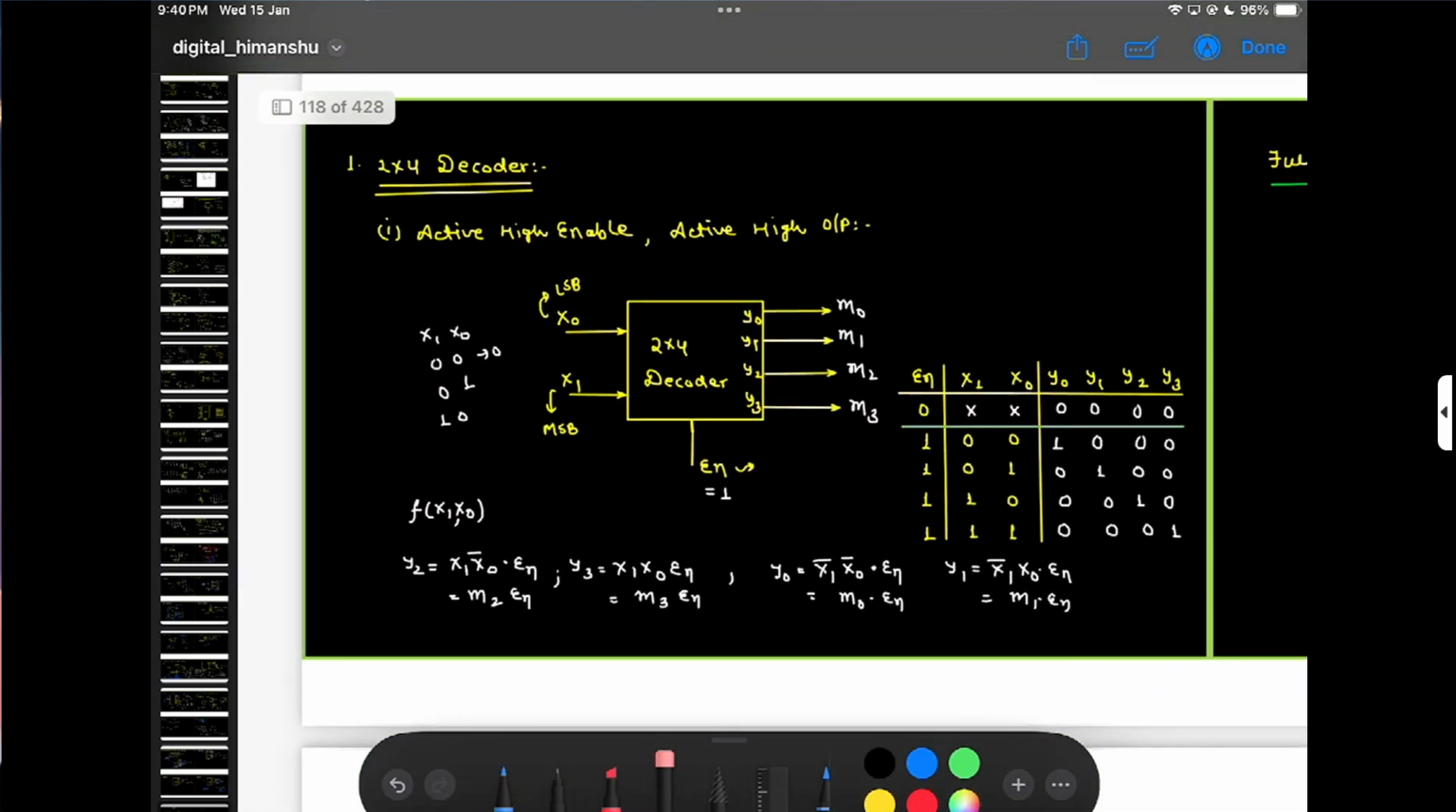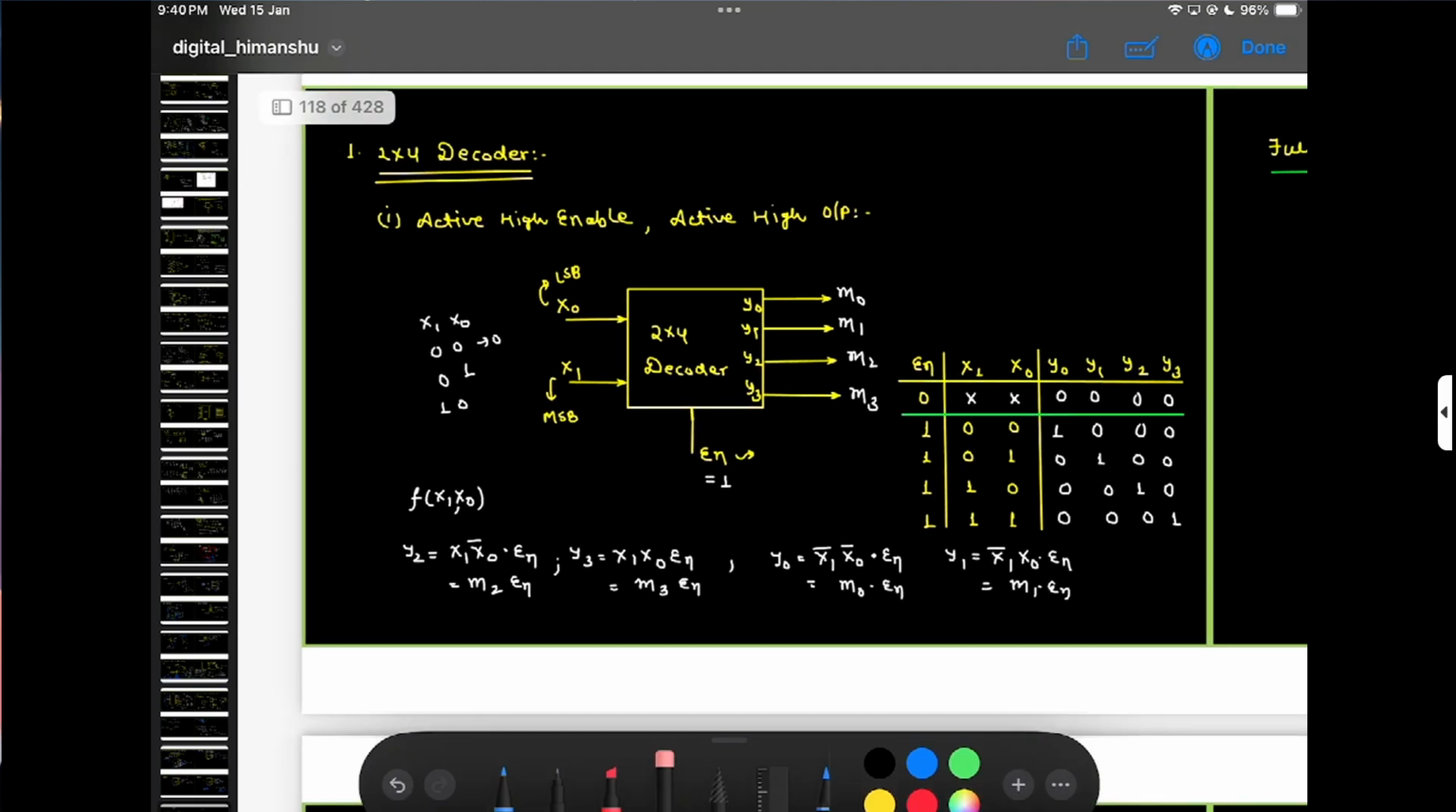And here is a 2 cross 4 decoder, 2 is to 4 decoder, with active high enable, the enable pin is here, and active high output.